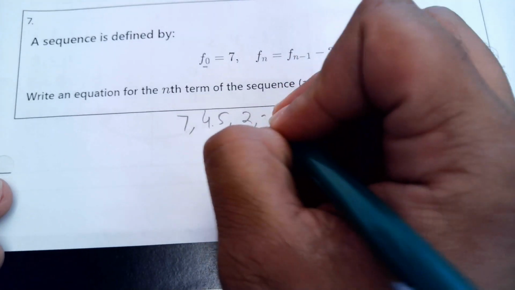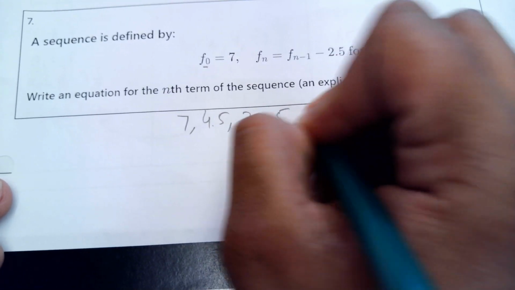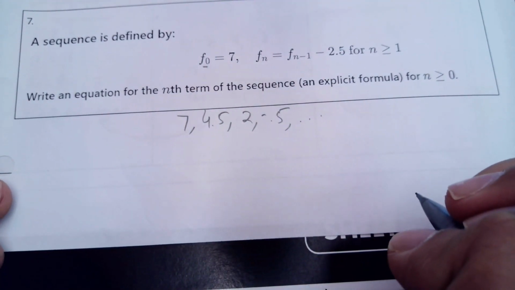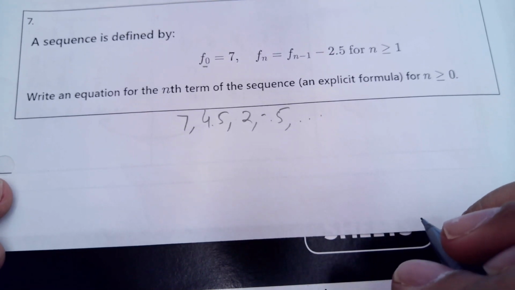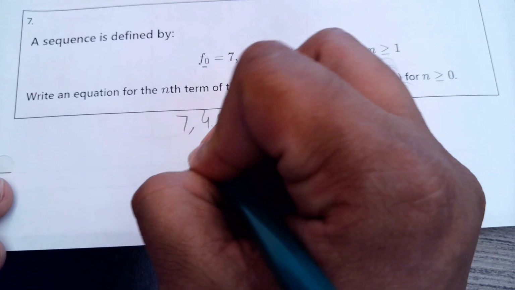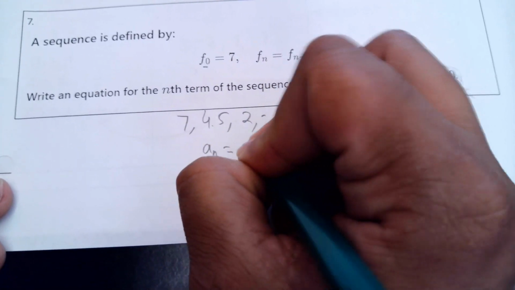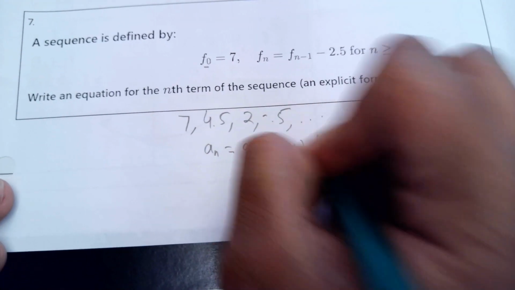Minus 2.5 is negative 0.5, and so on. To write an nth term of the sequence, also known as the explicit formula, we use the formula a sub n equals a sub 1 plus n minus 1 times d.